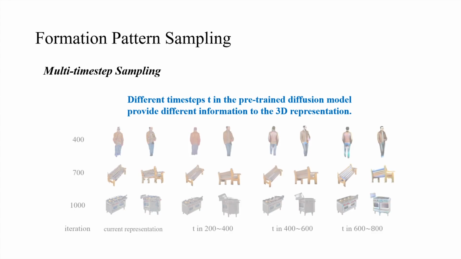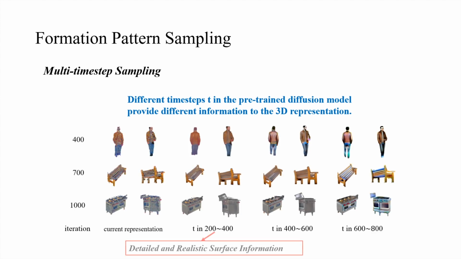As shown in the figure, when time step t is small, the 2D diffusion model provides more detailed and realistic surface textures, of which the shape is consistent with the current 3D representation, but lacks in providing rich semantic information of the prompt. When t is large, the 2D diffusion model offers abundant semantic information, but its shape may not align with the current 3D representation, e.g., the orientation of the man, the color of the chair, the direction of the cooker between t values of 600 to 800.